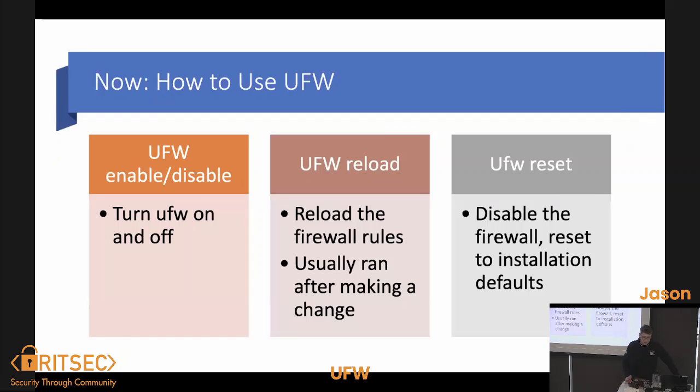Now, how do we use UFW? The first thing you've got to do is turn it on. You do ufw enable. If you want to turn it off, you do ufw disable. All of these are privileged commands, so you're going to have to run sudo or be the root user. You can turn it on and off, then you can reload a firewall rule. You add a rule, and you want to reload it to make sure it's actually applied. So you do a ufw reload.